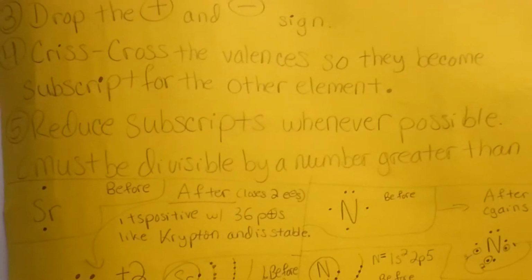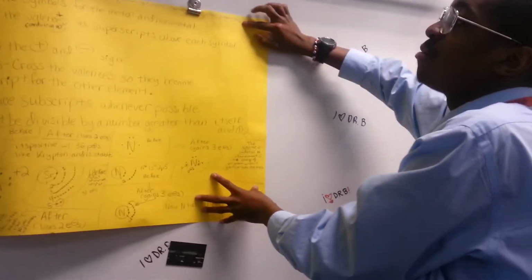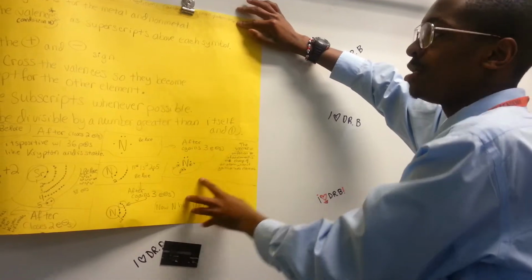Step 3, drop the positive and the negative sign. Step 4, crisscross the valences so they become a subscript for the other element. So you would take wherever the superscript lies and just put it in the subscript's place of the opposite element.